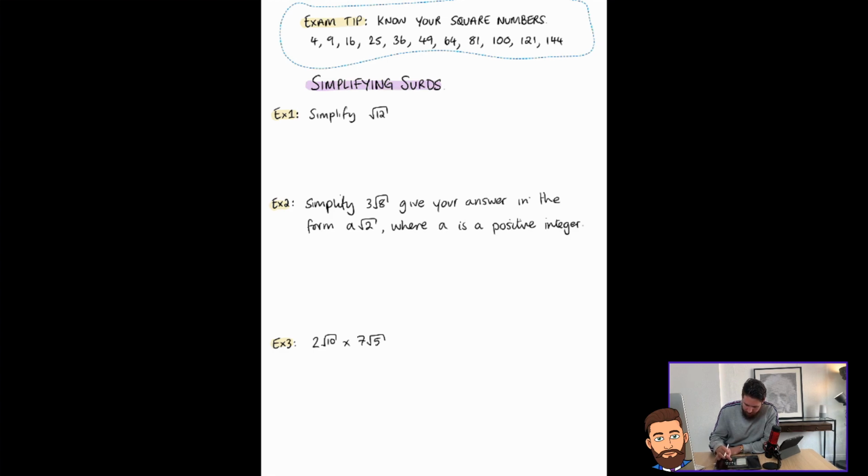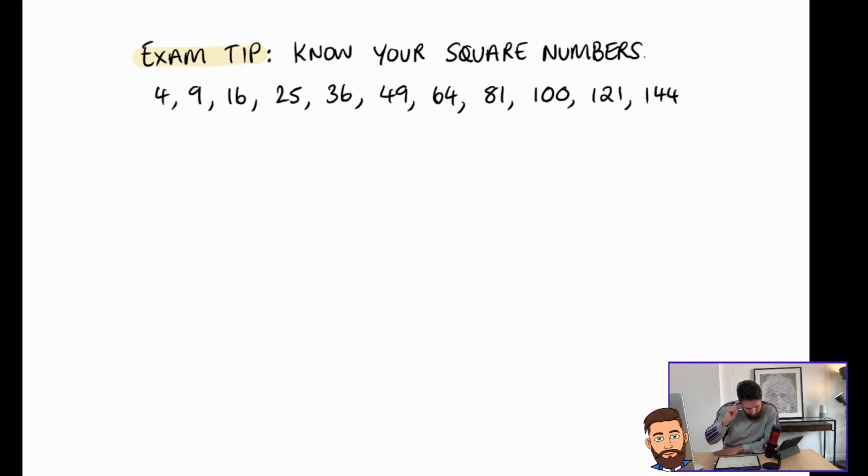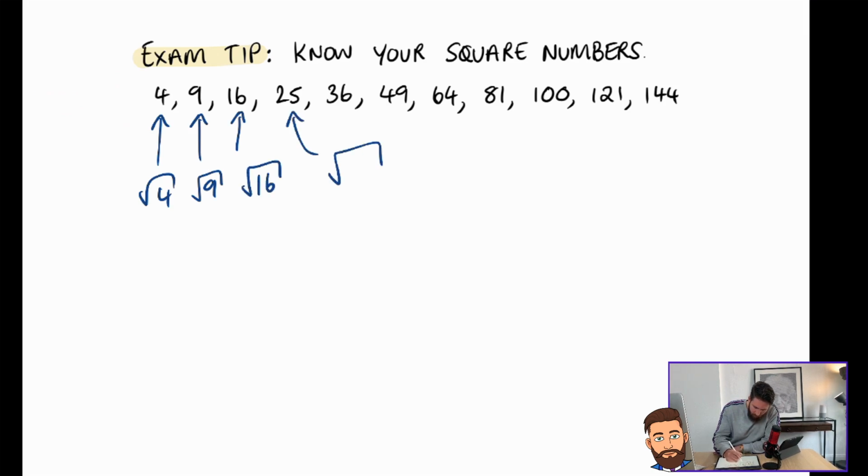Okay, so if I just take these into a sheet over here, if we know our square numbers, why do we need to know our square numbers? Because of the relationship I just explained. All of these square numbers, if I square root them, they're not irrational decimals. They're not a horrible long decimal. They are actually whole numbers.